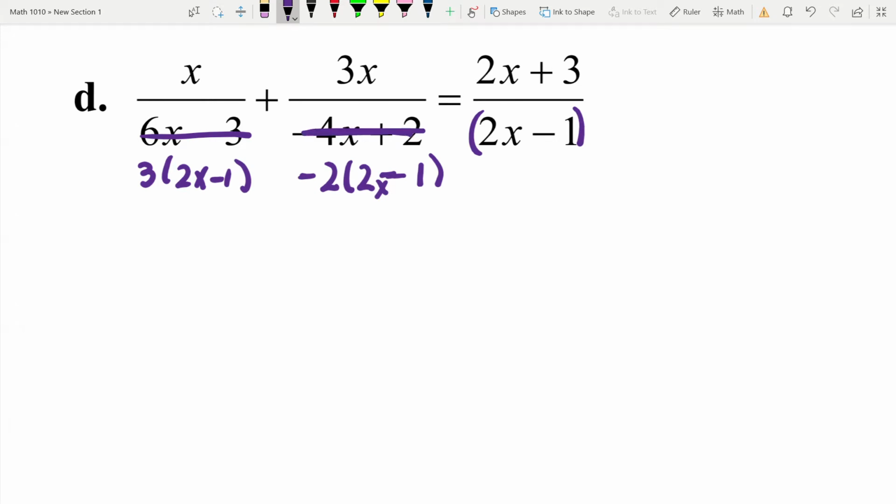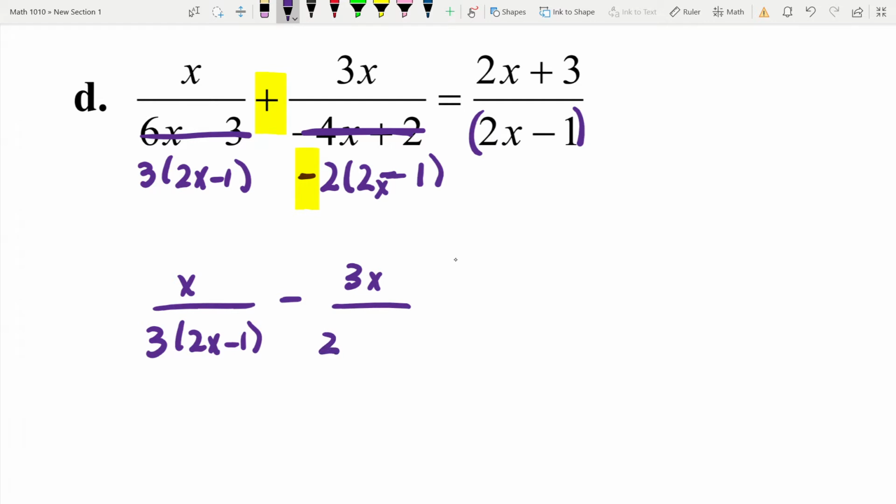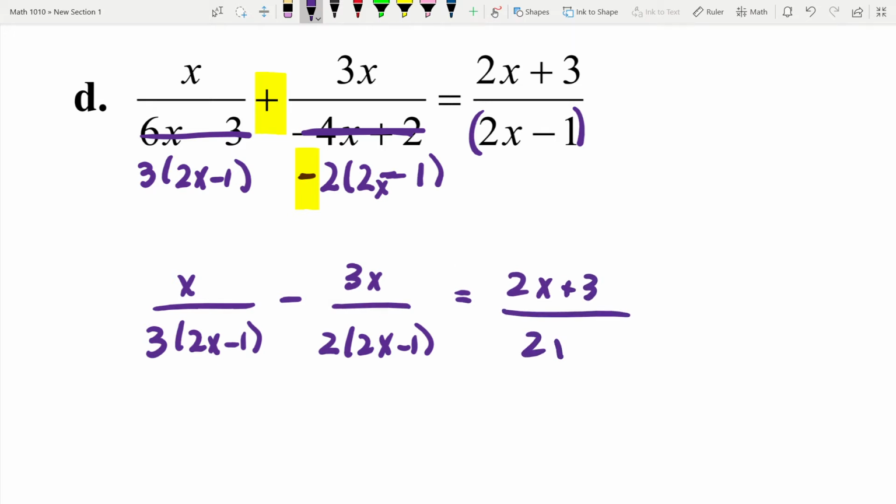Okay, I'm going to rewrite this because I feel like it's getting complicated. I do want to say one thing. Look right here. See this negative? Makes you feel nervous, right? Well, that's multiplied by a positive. A negative times a positive is just a negative. So let's rewrite this. Everybody write x over 3 times 2x minus 1. A positive times a negative is a negative. Then you have 3x over 2 times 2x minus 1 equals 2x plus 3 over 2x minus 1.